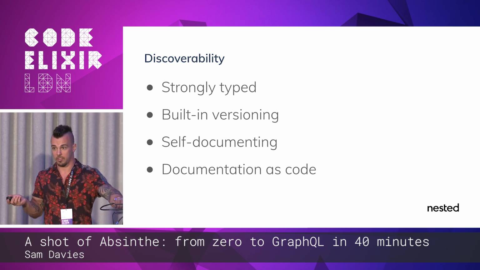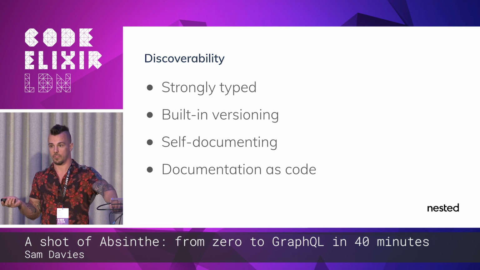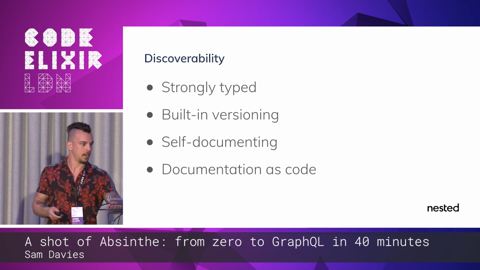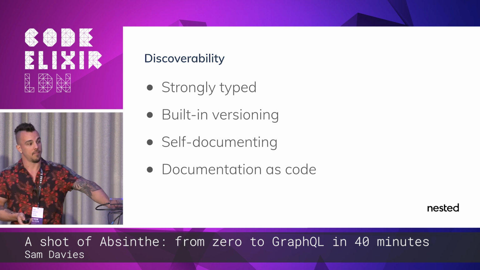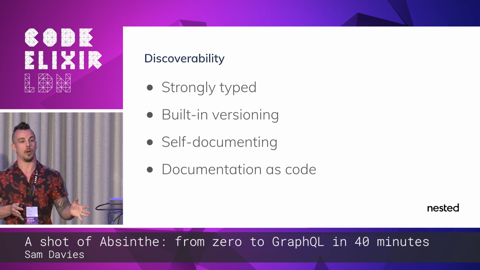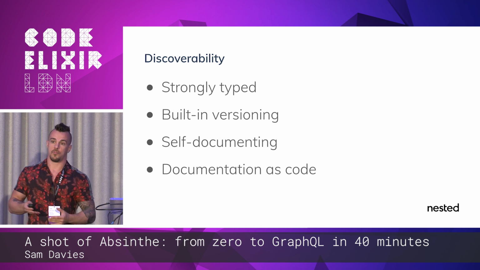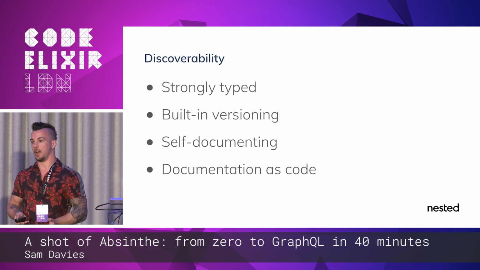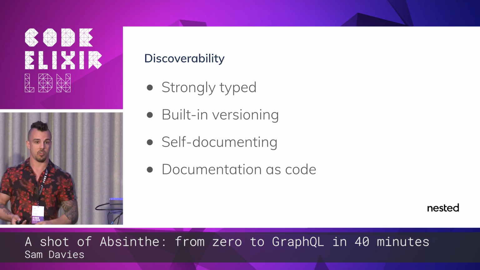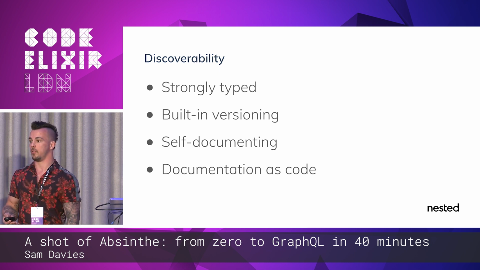This is useful in general. It's especially useful if you're dealing with something like a strongly typed language. If you're developing an iOS client, you're working in Objective-C or something like that. It gives you built-in versioning. There's a structured way of removing and deprecating certain fields. It's self-documenting in that you can explore the schema, and I'll show you an example of that a bit later on. And it also encourages the idea of documentation as code.